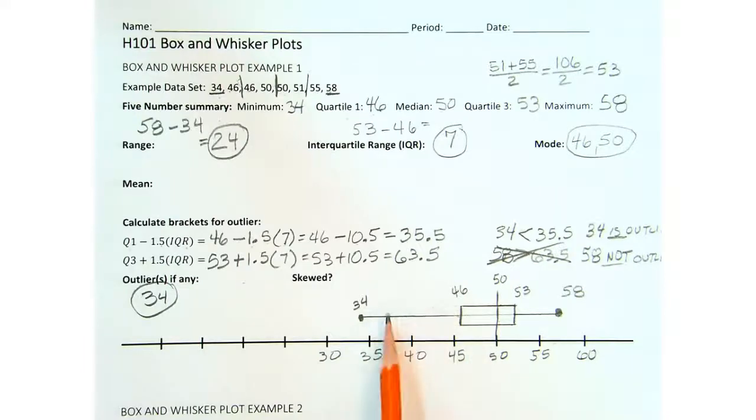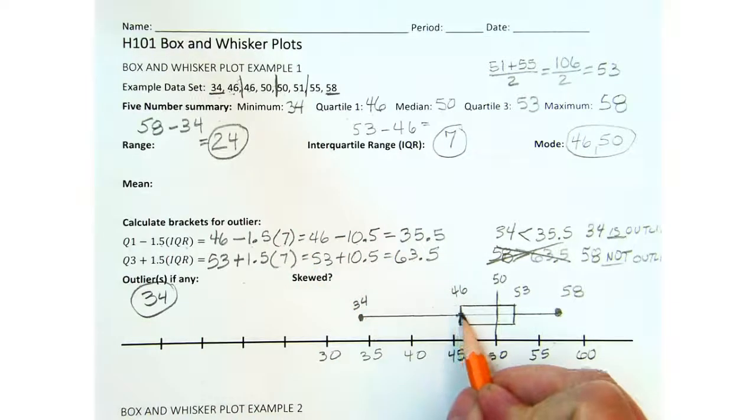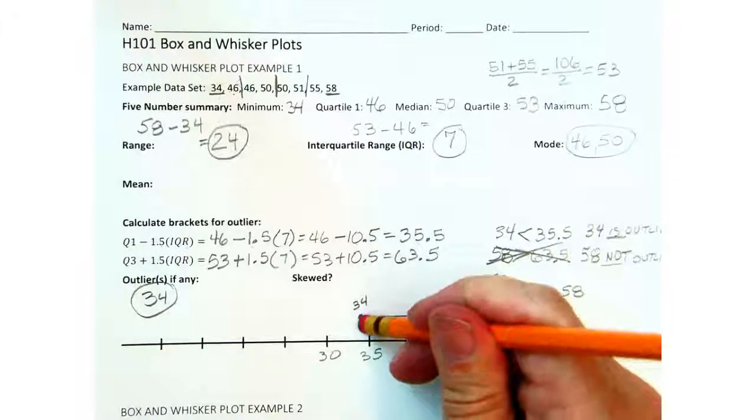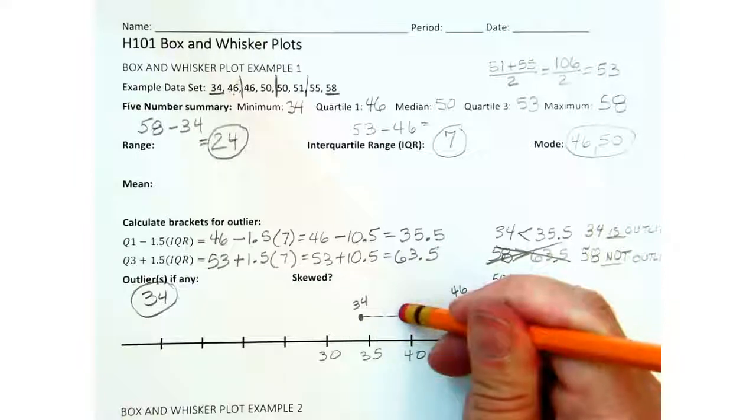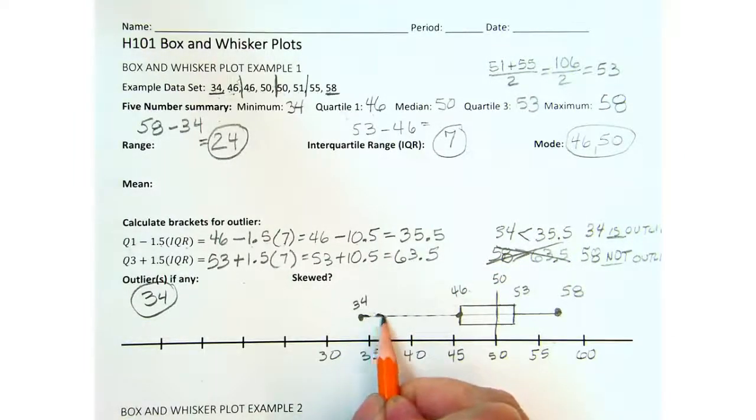To indicate an outlier on the box and whisker plot, change the whisker from the outlier to the next number in the data list to a dotted line. In this case, the next number is 46, so the whole whisker becomes a dotted line. This is not always the case.